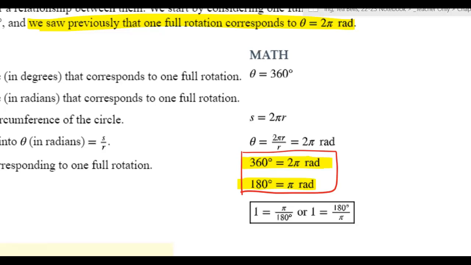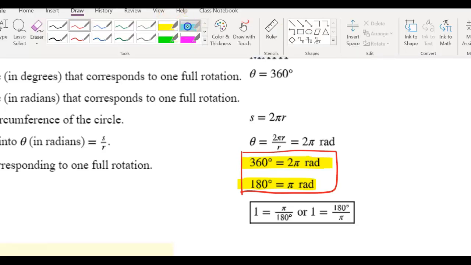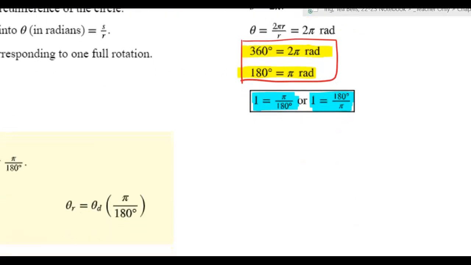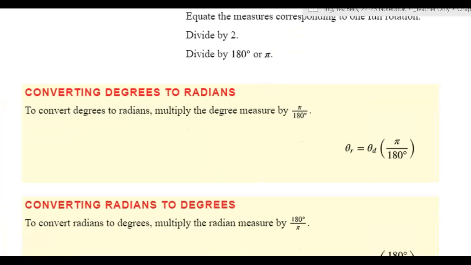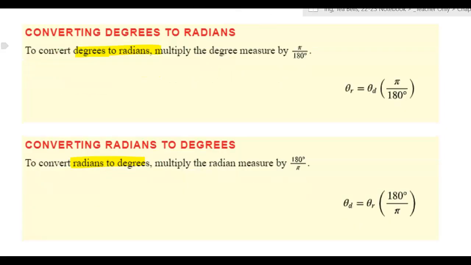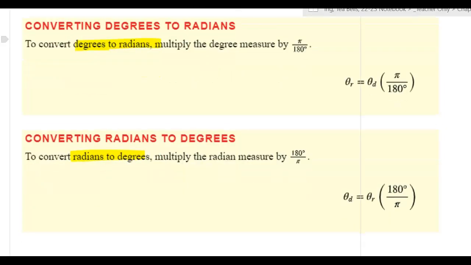If we solve these equations, we can understand that 1 degree is equal to pi over 180, or 1 radian is 180 over pi. This is going to come in handy when we start converting between degrees and radians, or radians back to degrees, to solve our unit circle. So first we're going to talk about degrees to radians and then radians to degrees. These equations look similar.